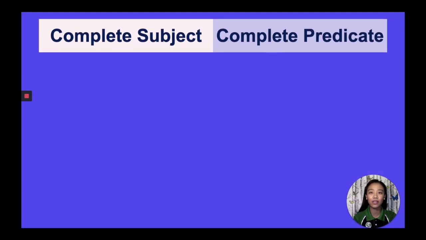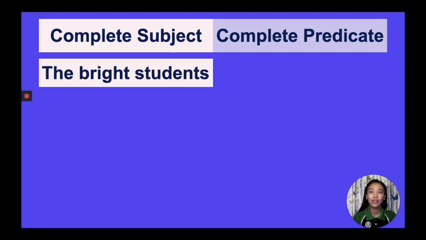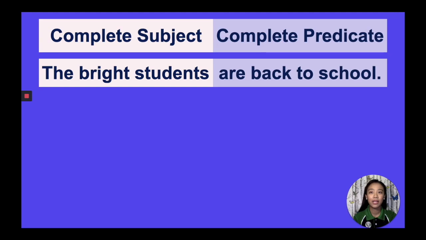Let's take a look at the following sentences. The bright students are back to school. In this sentence, the complete subject is the phrase the bright students. It includes the noun students and the word that describes the noun, which is bright. The complete predicate in the sentence is the phrase are back to school. It includes the verb phrase are back and the preposition that gives information about the verb phrase, which is to school.